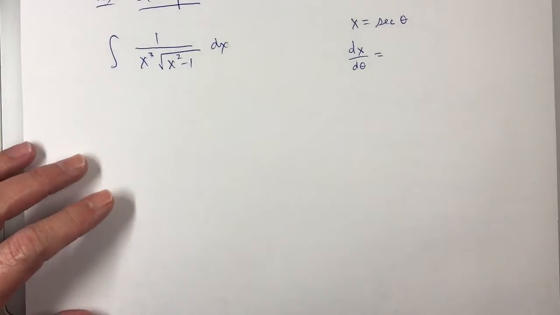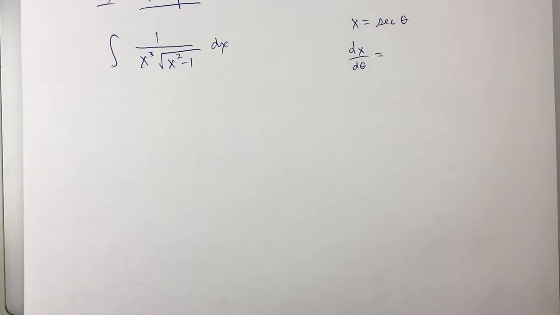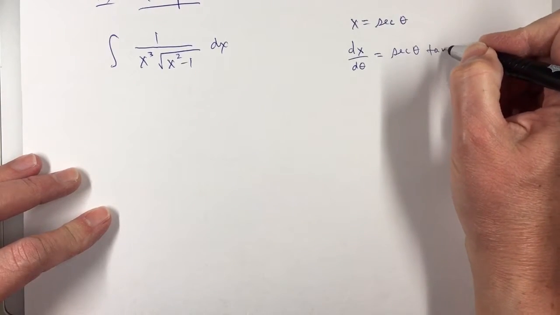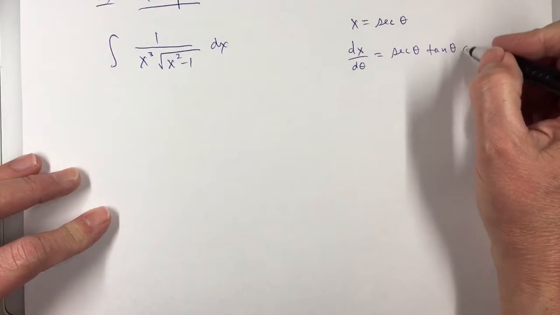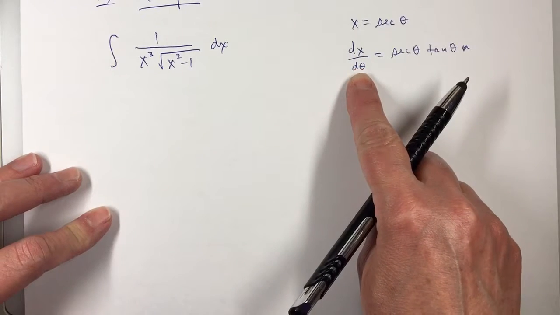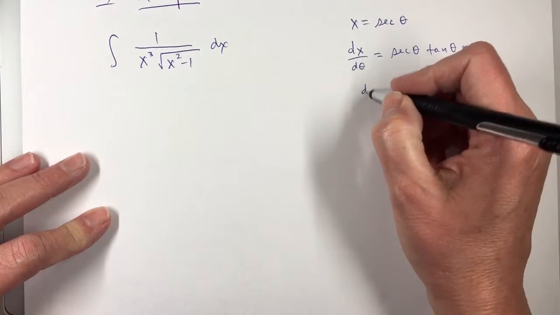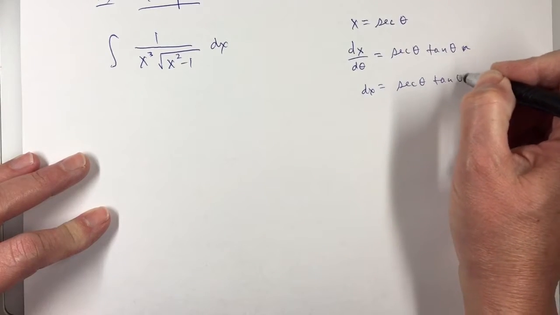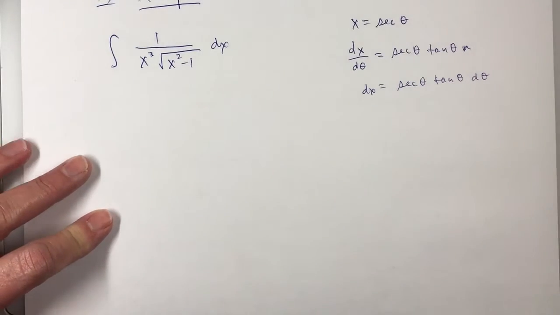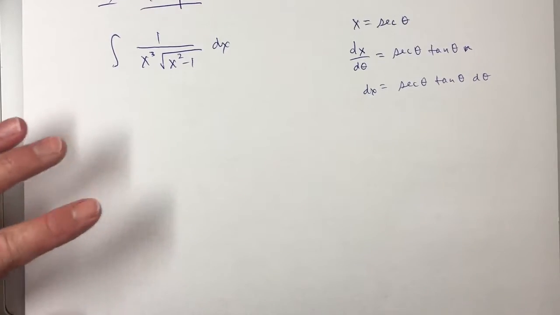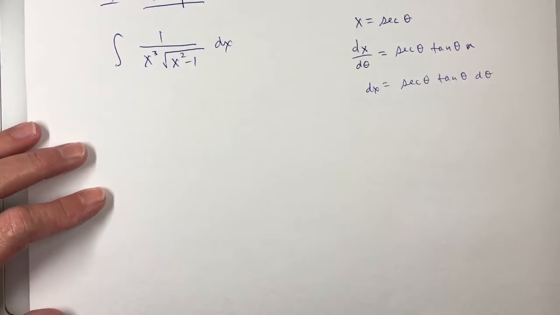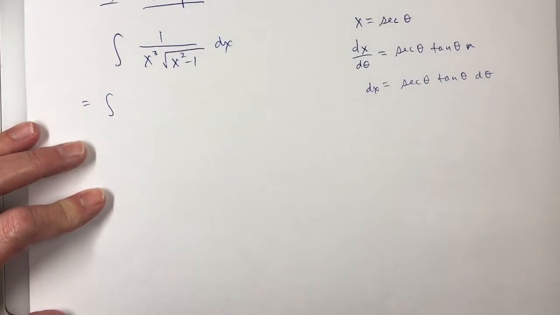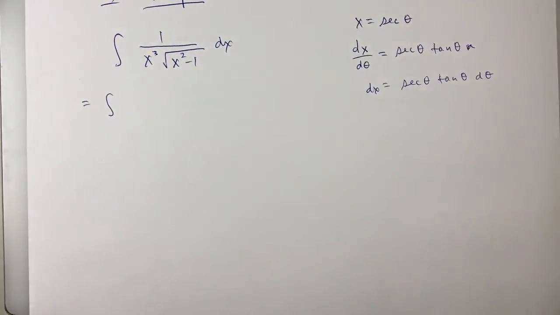What's the derivative of secant theta? It is secant theta, tangent theta. I was about to write d theta, but I got it right there already. So dx is secant theta, tangent theta, d theta. So every x will become secant theta, and dx will become secant theta, tangent theta, d theta.